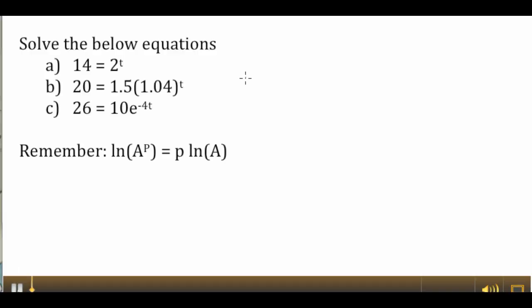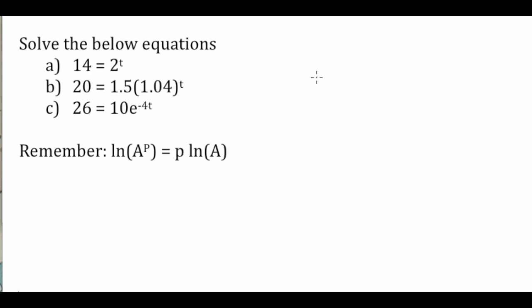Okay, in this video what we're going to do is solve some exponential equations using logarithms. So let's start off with this first one. All right, what I notice here is that my 2 to the t is by itself. There's nothing in front of it. So that means it's perfectly okay to take the natural log of both sides.